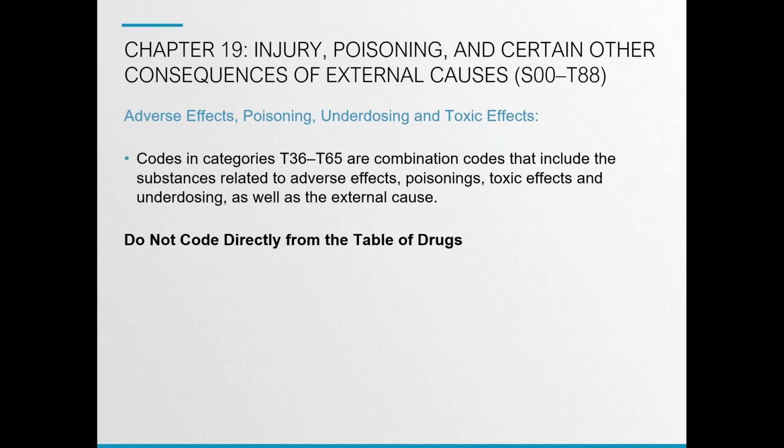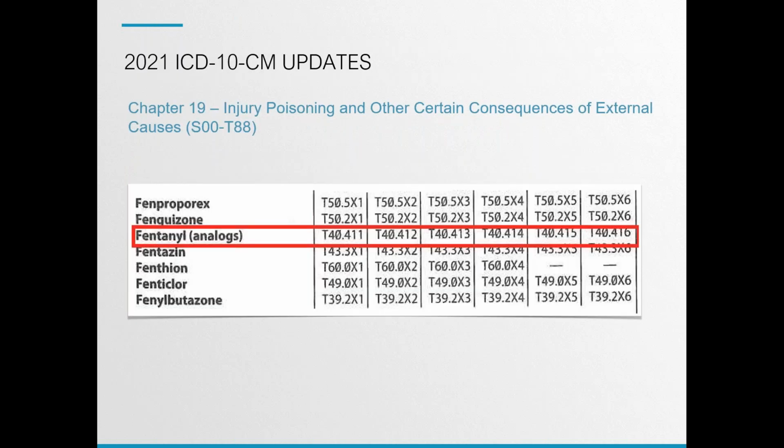Okay, so we want to make sure here that you don't code directly from the table of drugs, right? You want to be able to take the codes that you find from that table, and you're going to bring it back to your tabular list. And here we can see on the table of drugs and chemicals the start of the new codes for adverse effects and poisoning. This is by fentanyl. We have it for tramadol, as well as many other synthetic narcotics that are included. So you can see across the table, this is one of the new codes.